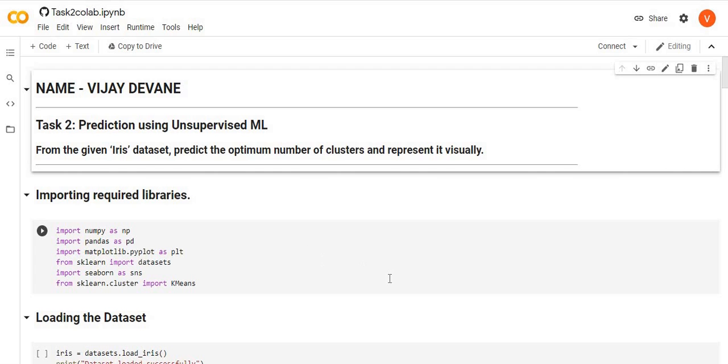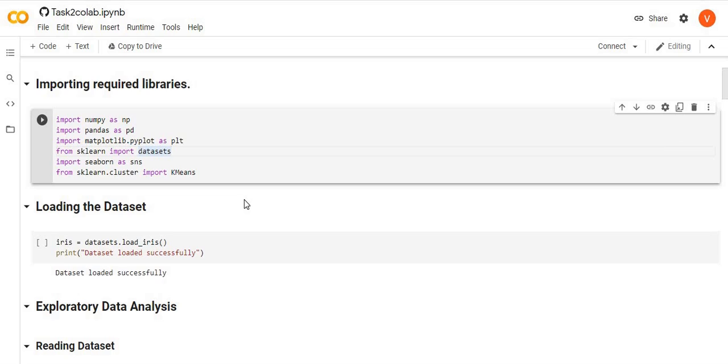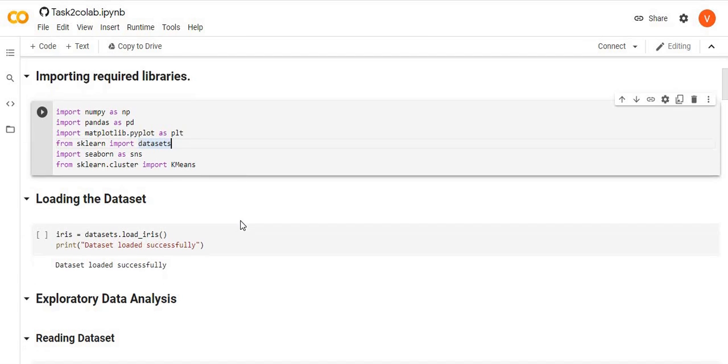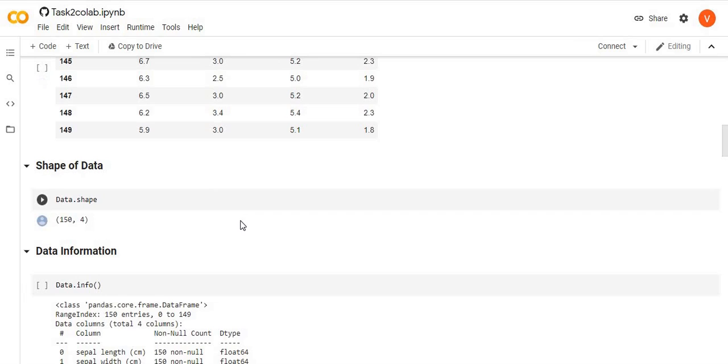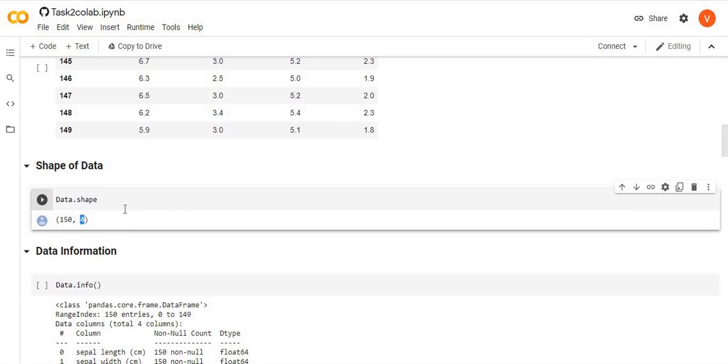Now let's understand the code clearly. First, we have to import all required libraries. One can make its own k-means clustering algorithm, but I have used an inbuilt k-means algorithm. In this part, we have to do exploratory data analysis. One can clearly see that the shape of the data is 150,4. It means there are 150 rows and 4 columns.